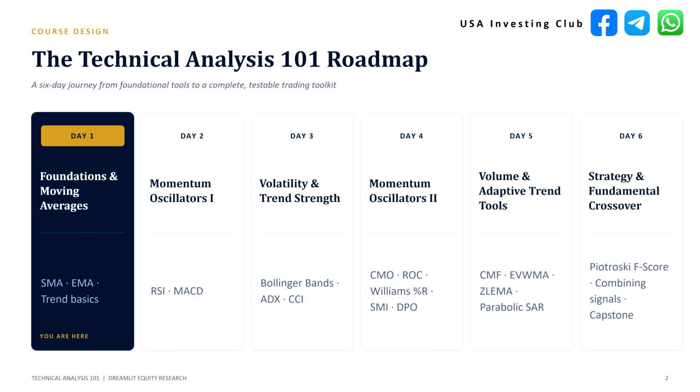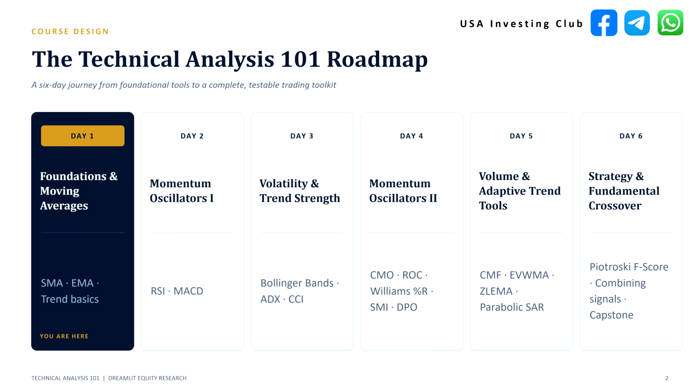Here is the map for where we're headed across all 6 days, because context matters. You learn a tool faster when you know where it fits in the bigger picture. Day 1, where we are right now, covers foundations and moving averages, the simple moving average, the exponential moving average, and basic trend concepts. Day 2 moves into momentum oscillators 1, the relative strength index, and MACD.